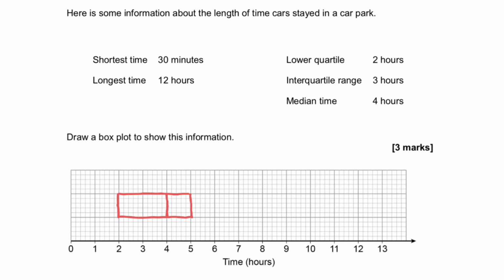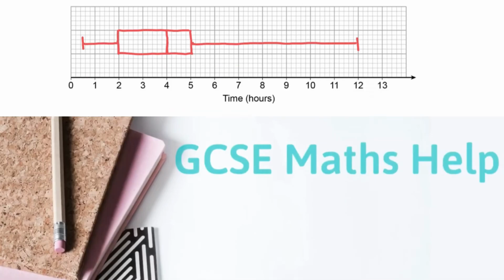So then to do the arms on the outside, the shortest time was 30 minutes. So we're going to put that about there, half of an hour. That can draw up here. And then the longest time was 12 hours. So we'll draw that line here and draw the line all the way up to there.